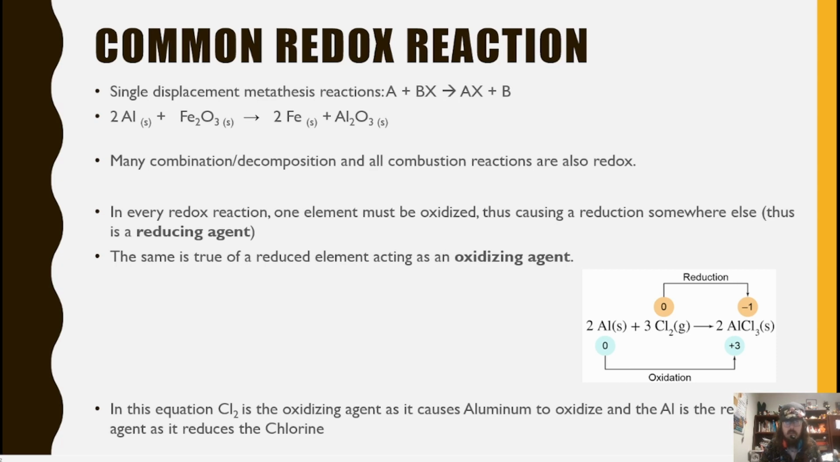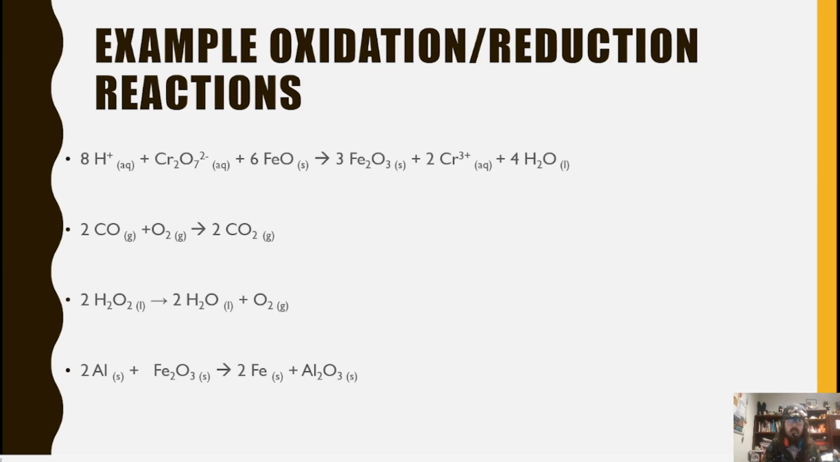But in this equation, aluminum and chlorine, aluminum goes from 0 to 3+, and so it's being oxidized. Thus it is the reducing agent. Chlorine is going from neutral chlorine, 0, to chlorine 1-, so chlorine is the oxidizing agent because it's getting reduced. So all these are examples of oxidation reduction reactions. I'm going to skip the first one and look at the other guys first. The other guys are clear redox reactions. I do not need to even consider the charges, but I will.